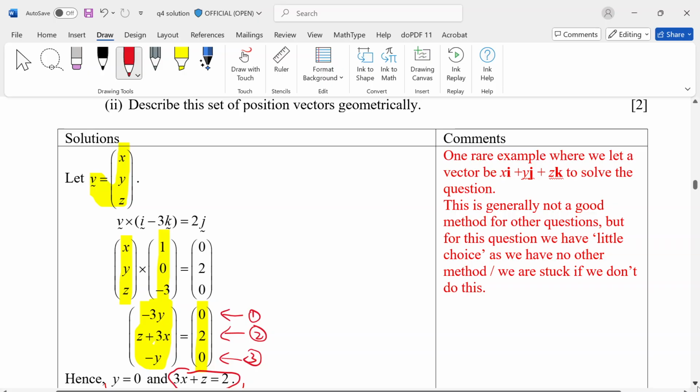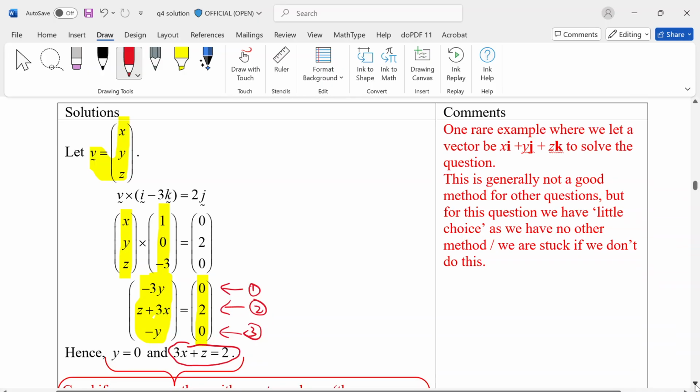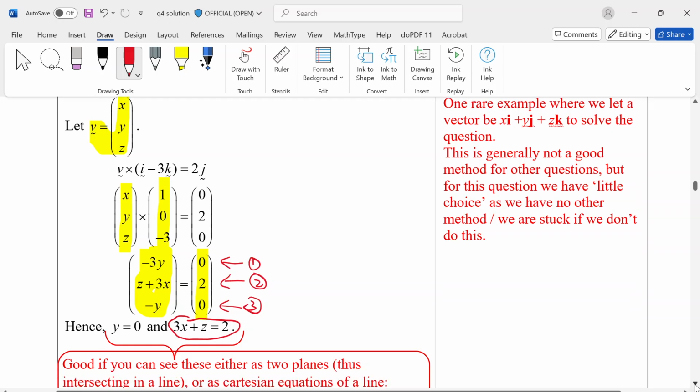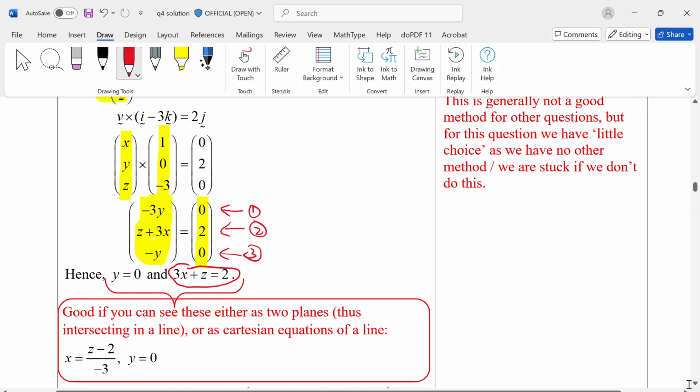You have 3 unknowns and 2 equations. Confirm cannot solve for x, y, and z. 3 unknowns, 2 equations will always generate 1 free unknown. So from the context of vectors, this is what we call a typical line scenario. Okay, line scenario. So from here, what we'll do is that you re-express and make x the subject. So x will be equals to z minus 2 over minus 3, and y will be equals to 0.